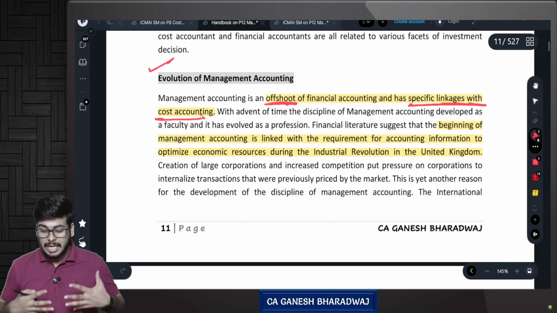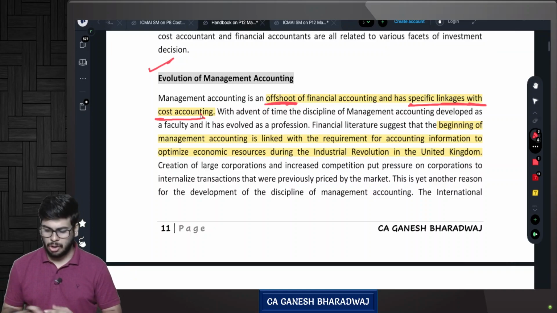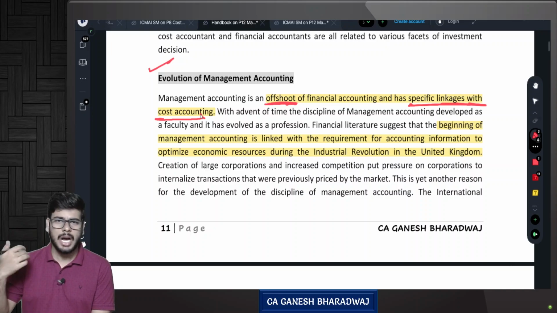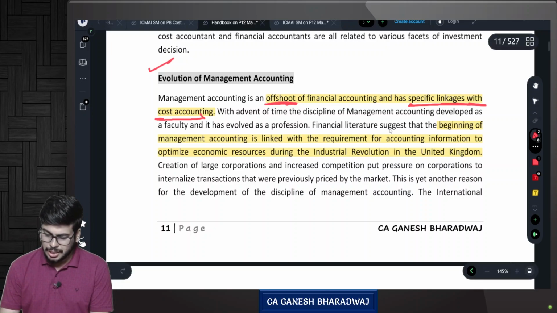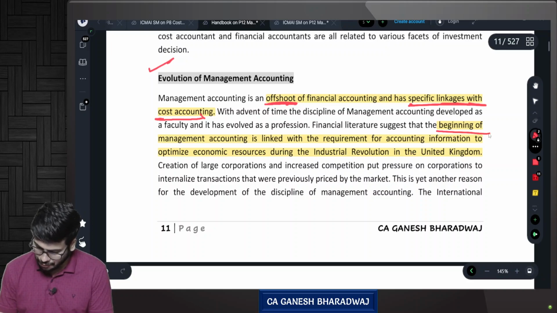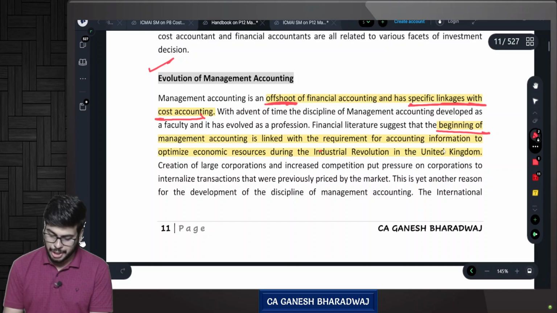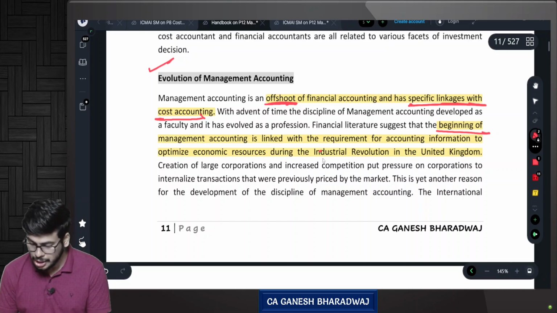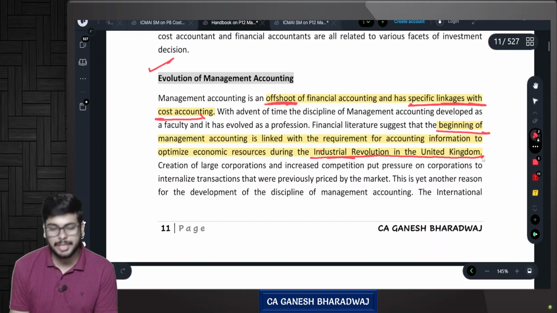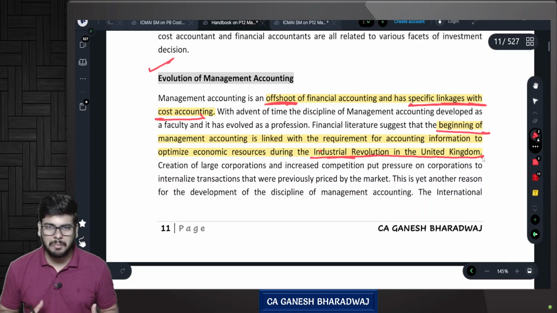This is why I said it is highly interlinked with cost accounting. Look, it's there in the study material itself. All these wordings are study material wordings. I have not changed anything. Financial literature suggests that the beginning of management accounting is linked with the requirement of accounting information to optimize the economic resources during the Industrial Revolution in the United Kingdom. So we are just going back to history.